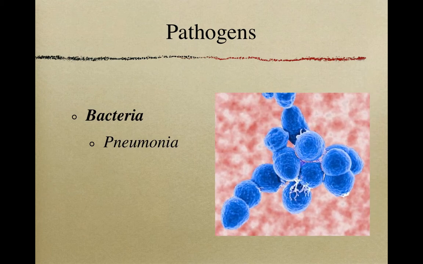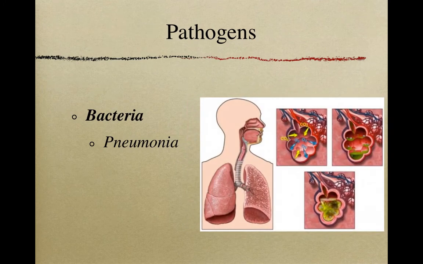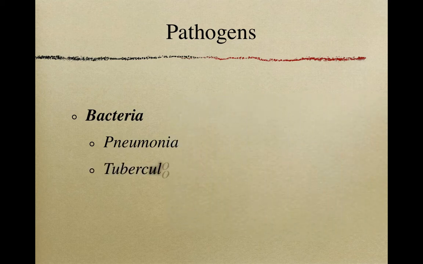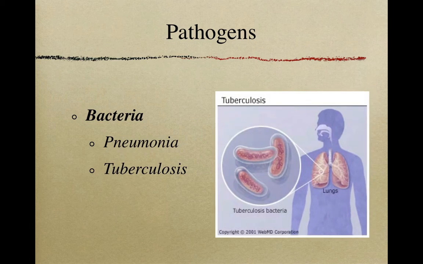Here's an image of a type of bacteria that will give you pneumonia, and I believe this one also has something to do with strep throat as well. They seem to go hand in hand. When you get pneumonia, the bacteria sort of lives in your lungs and causes your alveoli to fill up with liquid. And if it goes too long, you can end up really having trouble breathing, and you could actually die from this because your body wouldn't be able to exchange the carbon dioxide and oxygen that the respiratory system usually does. Tuberculosis is another bacteria that affects your lungs.